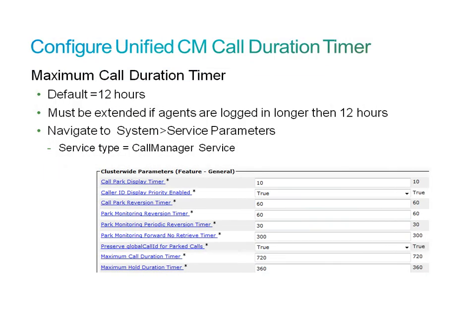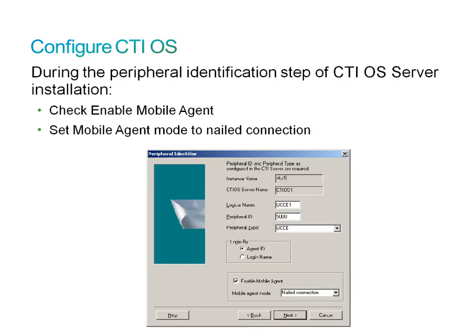If there are mobile agents that will be logged in longer than 12 hours, you must extend the maximum call duration timer. This is done from within Communications Manager Administration. Navigate to System, Service Parameters, and select Call Manager Service as the service type. Now change the maximum call duration timer to a value that is appropriate for your environment.